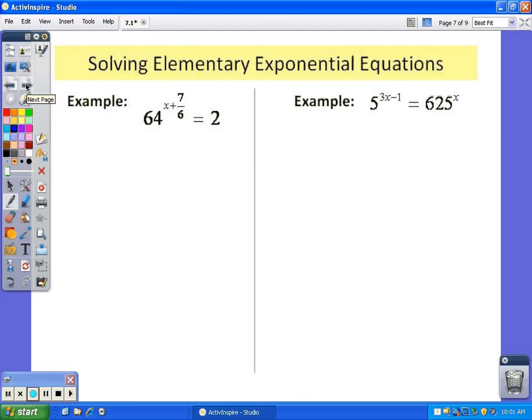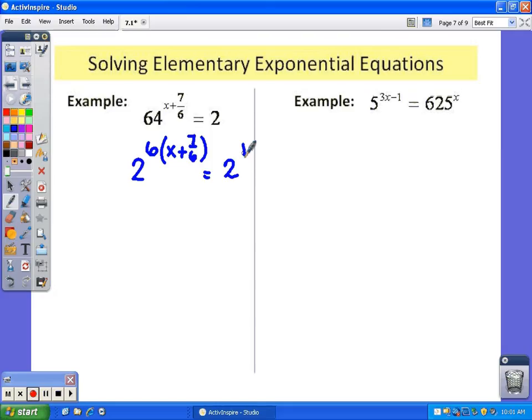64 to the x minus 7 over 6 is equal to 2. Again, exponents by itself, we need to rewrite our bases. It might take a little thinking, but you should agree that 64 is 2 to the 6th power. And then you still have that exponent of x plus 7 over 6. And then on the other side, the whole number 2, remember, has an exponent of 1.